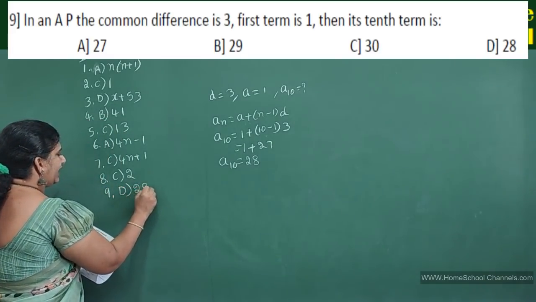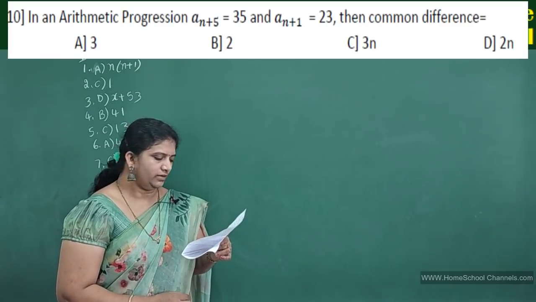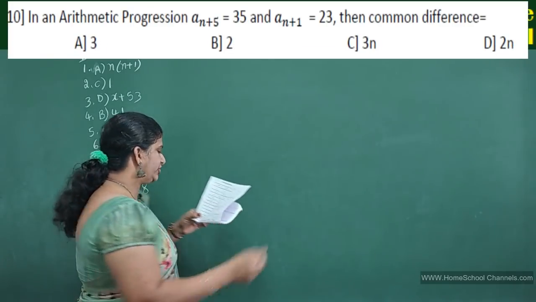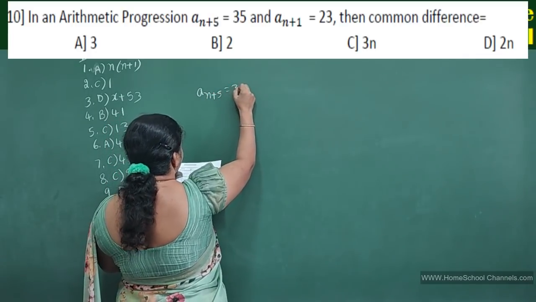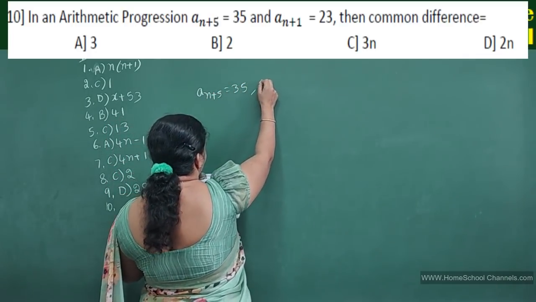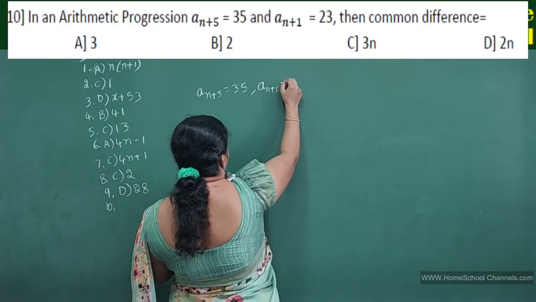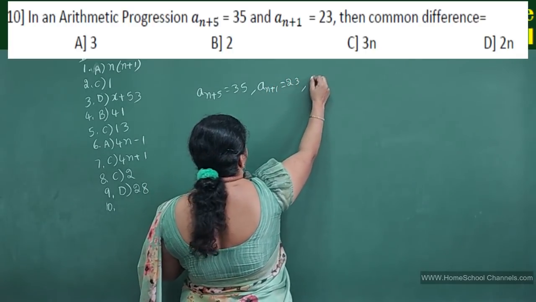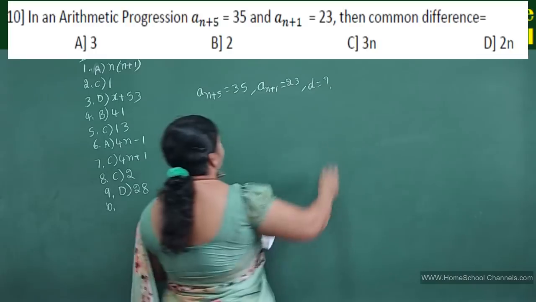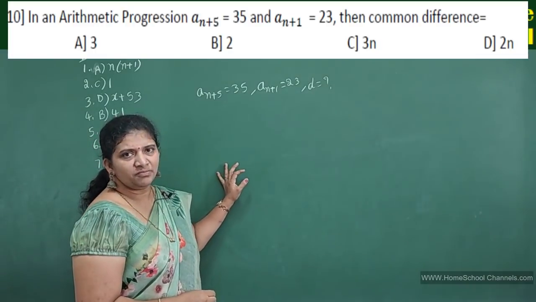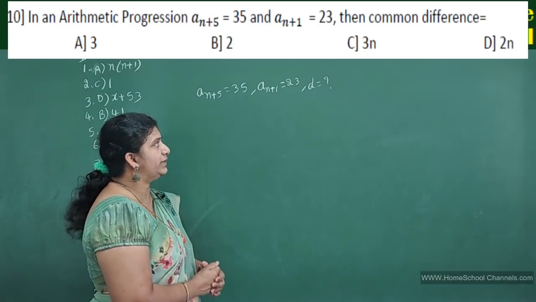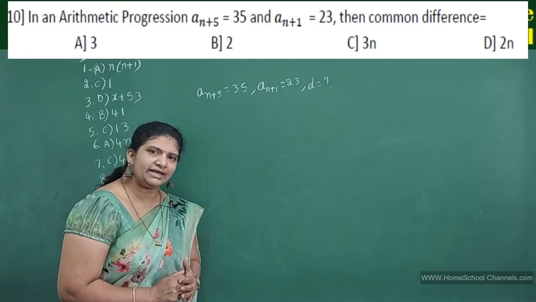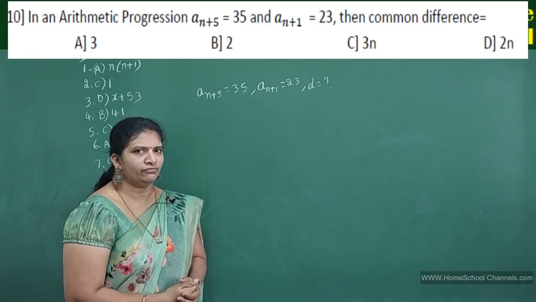Option D, 28. 10th one. In an arithmetic progression, a_(n+5) is equal to 35 and a_(n+1) is equal to 23. Find the common difference. If a_(n+5) is equal to 35 and a_(n+1) is equal to 23, how can we calculate the common difference? Do you have any formula?